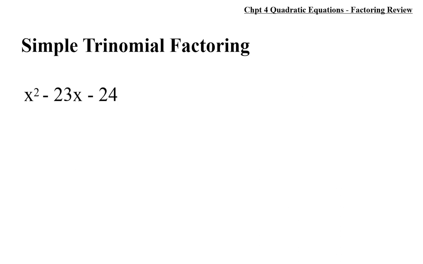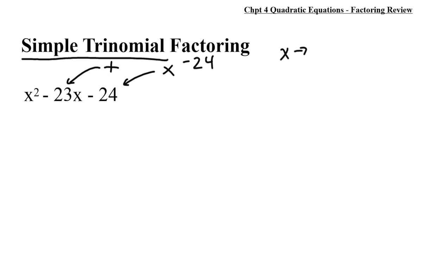So x squared minus 23x minus 24. First things first, x squared, x, and a constant. Make sure you have a simple trinomial. We have the simple trinomial. So what do we need? We need two numbers. Multiply to negative 24, but add to negative 23. We want to multiply to negative 24, add to negative 23.